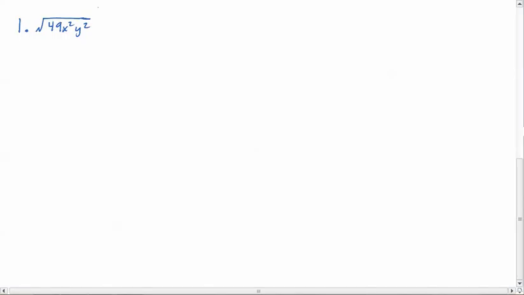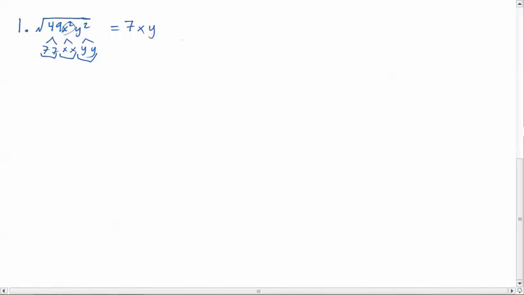Alright, so let's go ahead. Just like in the previous set, I'm going to break this up. 49 is 7 times 7. X squared is x times x. Y squared is y times y. And so I recognize then that each of these things has a pair. I can take the square root of each of those. And so I can take the square root of 49, which is 7. I can take the square root of x squared, which is x. And I can take the square root of y squared, which is y.